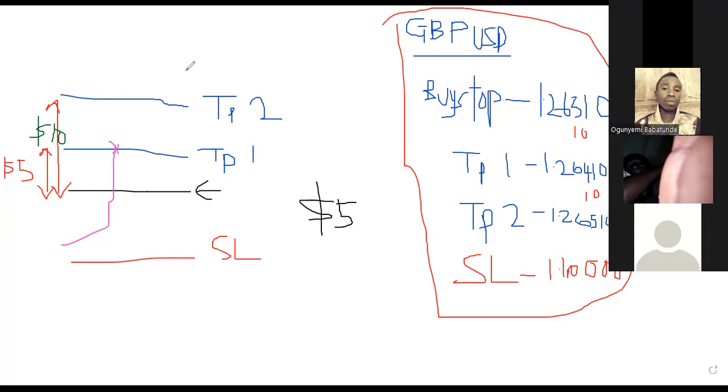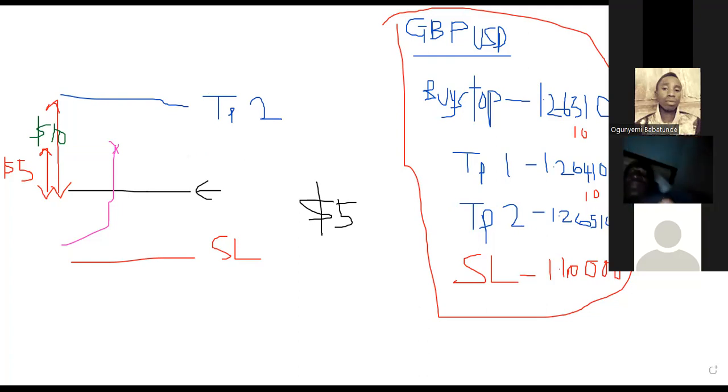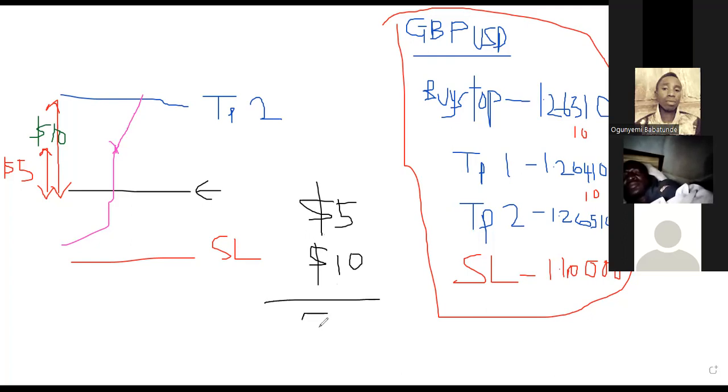Now, if that trade goes further, please, immediately it hits your 10 pips and you have your $5, this line will disappear. It means TP1 no more exists here. Now, if this trade goes up again and hits TP2, congratulations, because you have another $10 registered in your profit margin. So when you have $5 and $10 together, you're going to have what? $15.